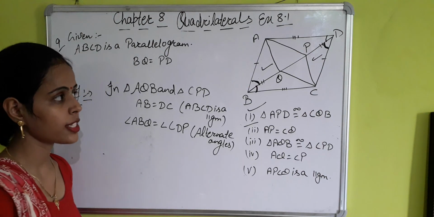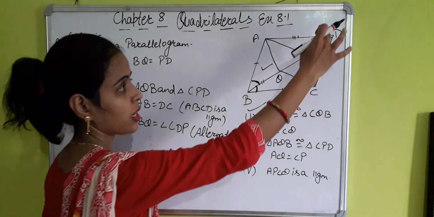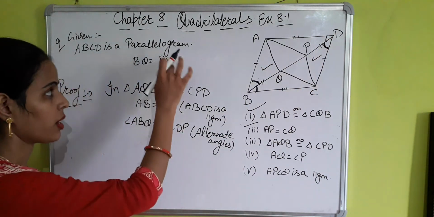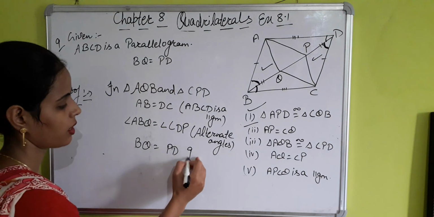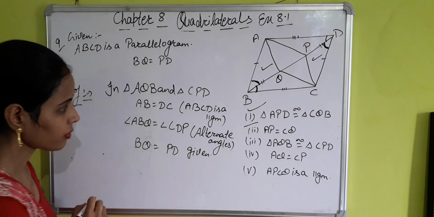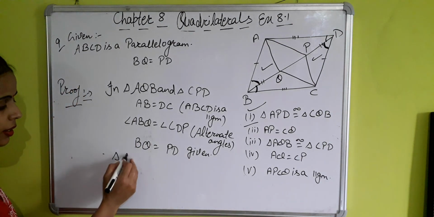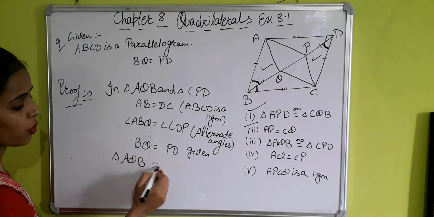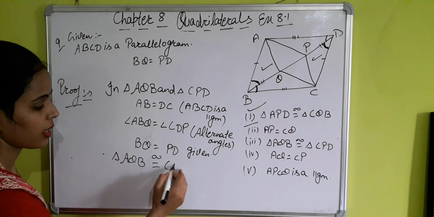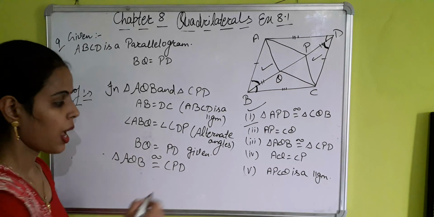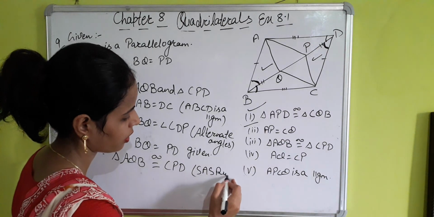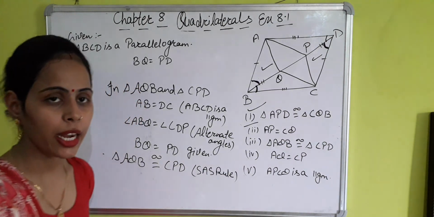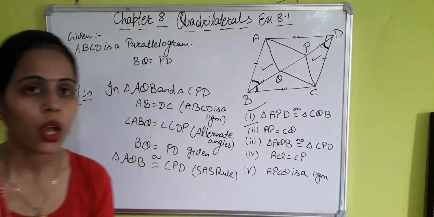And third one is BQ is equal to PD, given. So triangle AQB congruent triangle CPD by SAS rule. Side angle side rule, these two triangles are congruent.